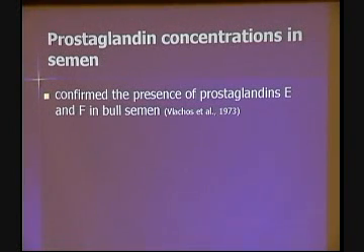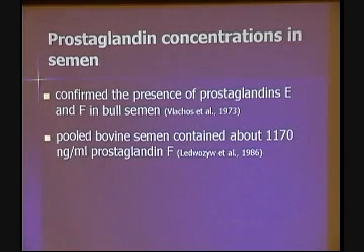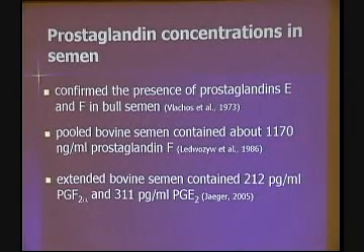The presence of prostaglandin E and F have been identified in bull semen, and pooled bull semen was found to contain 1,170 nanograms per ml prostaglandin of the F series. This includes other prostaglandins besides prostaglandin F2 alpha. It was also found that extended bovine semen contained 212 picograms per ml of prostaglandin F2 alpha and 311 picograms per ml prostaglandin E2. Well, what does that mean?